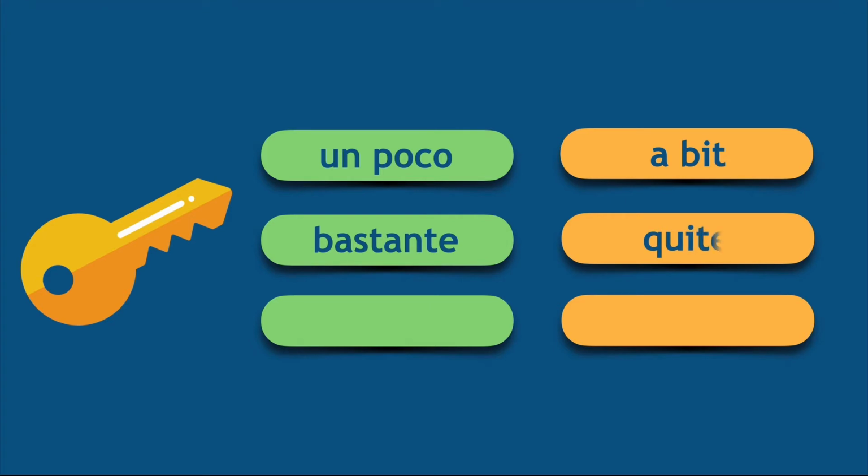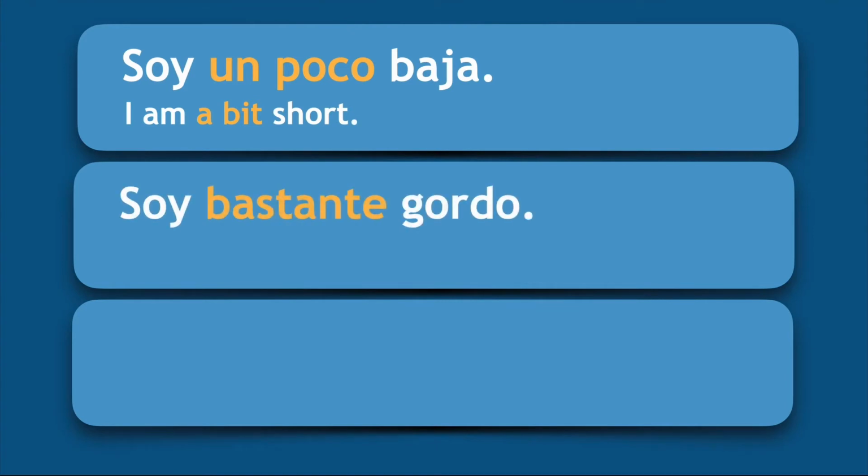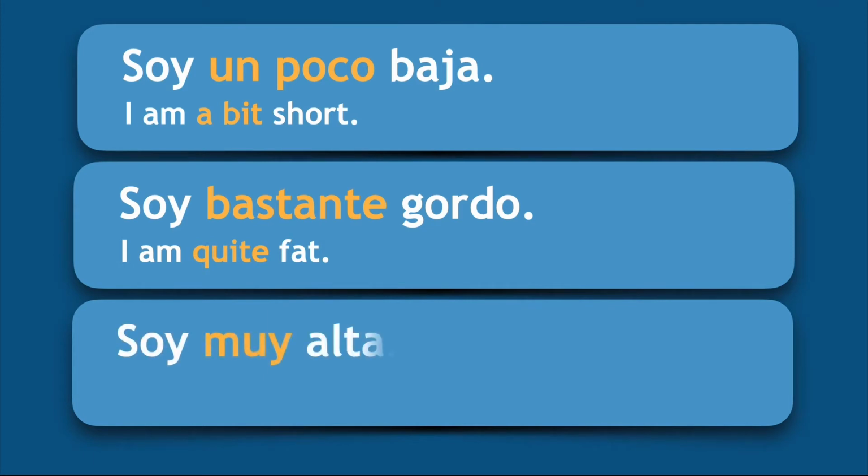When describing, we tend to use qualifiers to add detail to the adjective. The most basic ones are un poco, a bit, bastante, quite, muy, very. These qualifiers go before the adjective. Soy un poco baja, I am a bit short. Soy bastante gordo, I am quite fat. Soy muy alta, I am very tall.